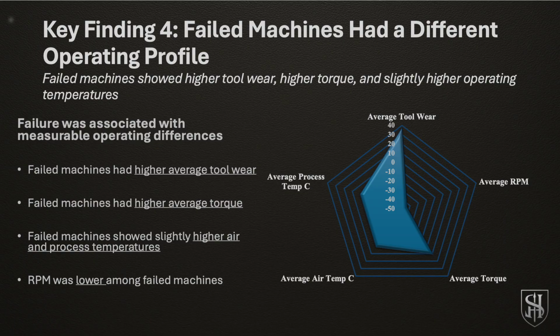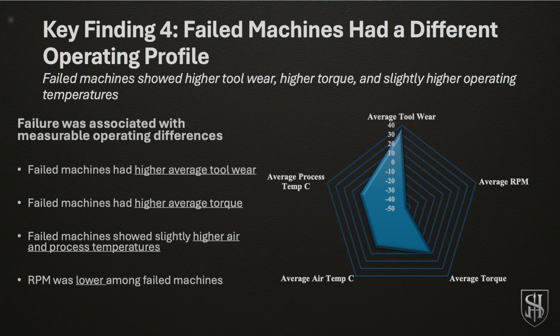The second important difference was torque. Non-failed machines had an average torque of 39.63 Newton meters, while failed machines had an average torque of 50.17 Newton meters. That is an increase of 10.54 Newton meters among failed machines. From an operational standpoint, this may indicate that machines under greater mechanical load or strain were more likely to fail.